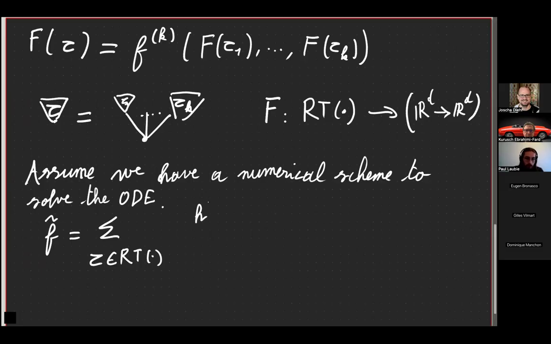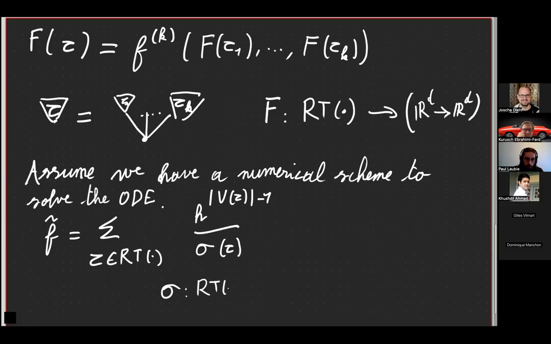some parameter h. So I want a formal power series. So this is the number of vertices of my tree. Okay, so here I have a symmetry factor, sigma. So this takes a rooted tree and gives me a number. I have a coefficient that depends on the tree, and then I have one function.